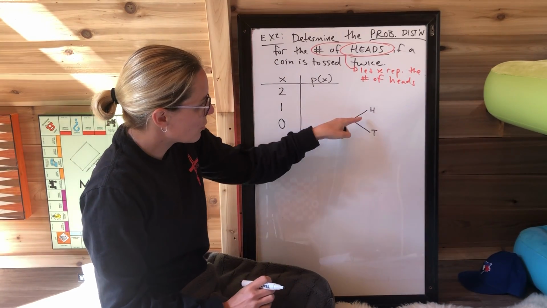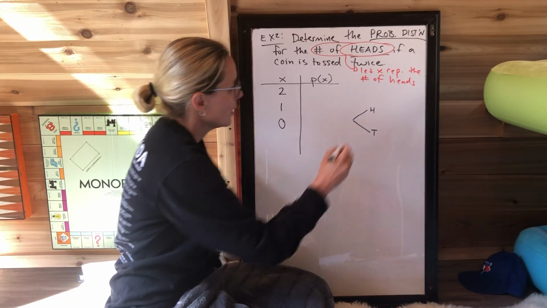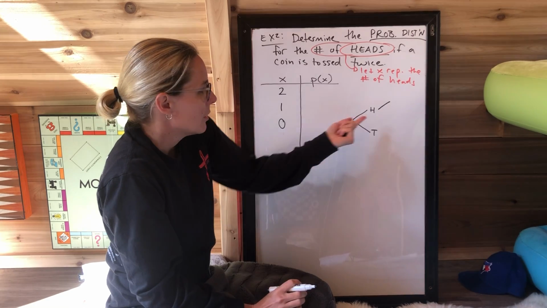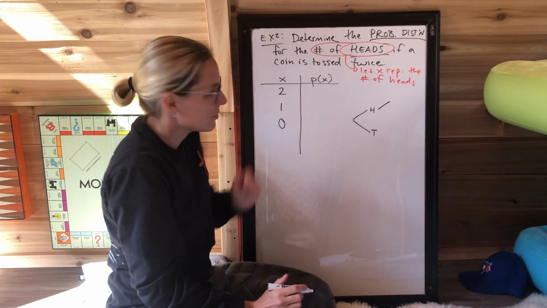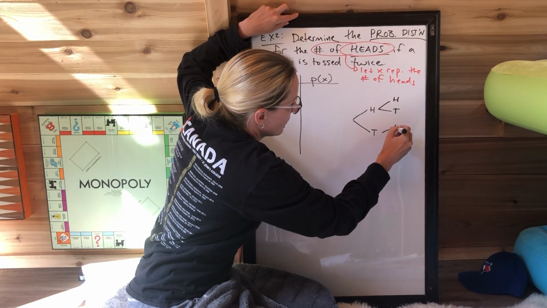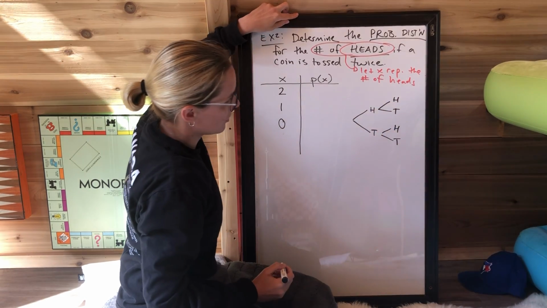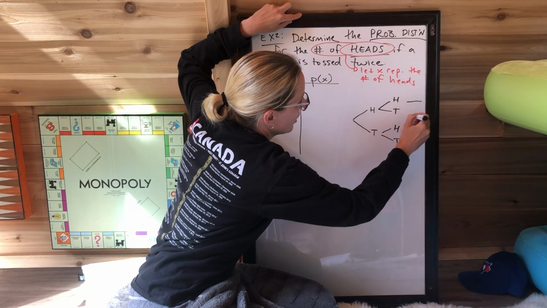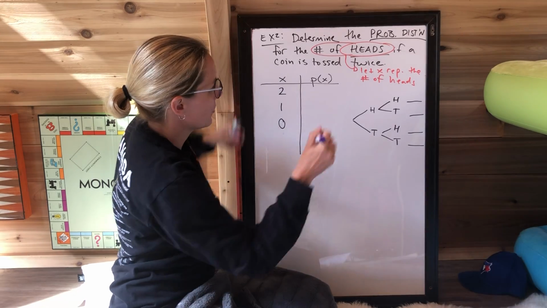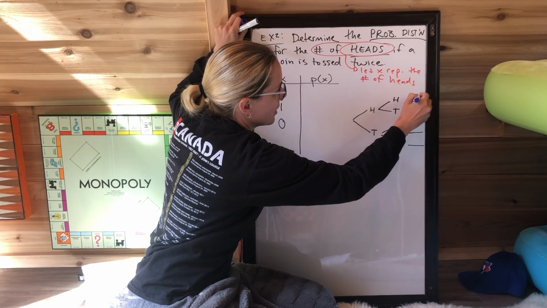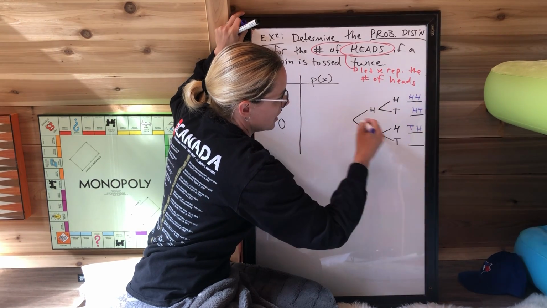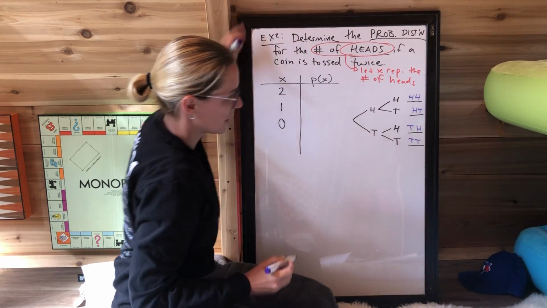When you toss the first coin, you get heads or you get tails. When you toss the second coin, independent of what happened the first time, remember, just because you got heads the first time doesn't mean you're going to get tails the second time. It has no impact. They're considered independent events. You get heads or tails. If you look at the total outcome for each of these, follow this path, you get heads and heads. Follow this path, you get heads and tails. Follow this path, you get tails then heads. Follow this path, you get tails and tails.